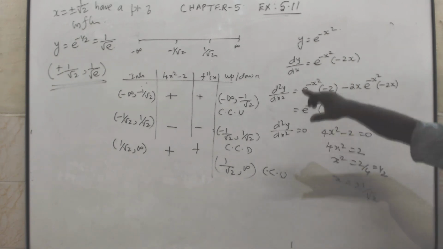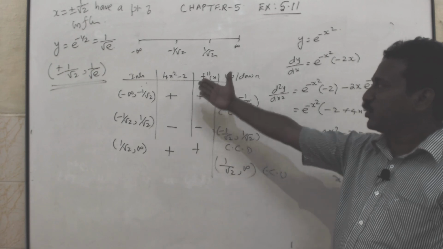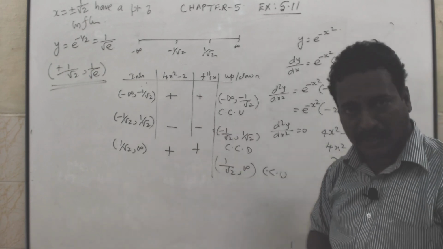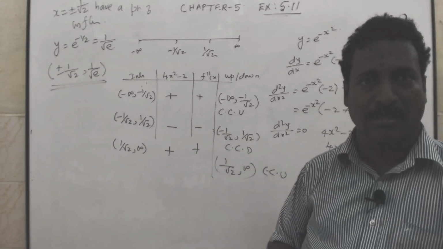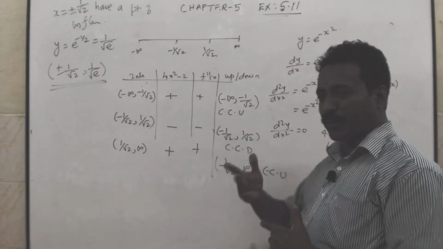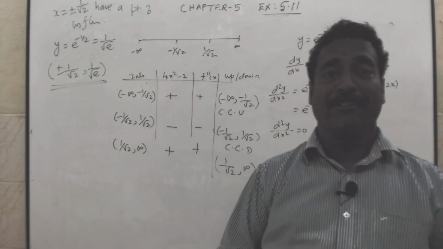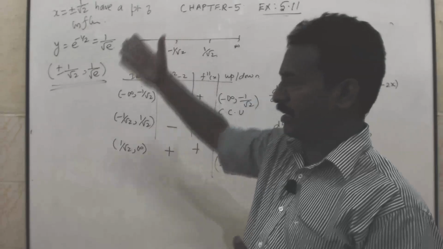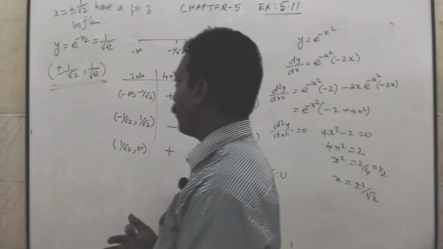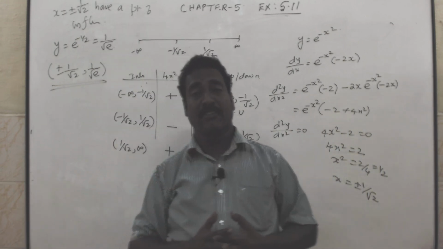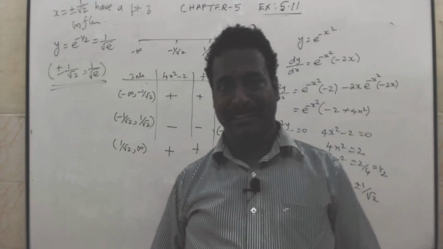Then plot the point on the number line. Identify the intervals in between, and substitute any one value in 4x square minus 2. If it is positive, it means concave upward; negative means concave downward. Once again positive, concave upward. There are two changes, plus to minus, minus to plus. That's why 2 points of inflection, x is equal to plus or minus 1 by root 2. Substitute x is equal to plus or minus 1 by root 2 in y equal to e power minus half, that is 1 by root e. That is a point of inflection.